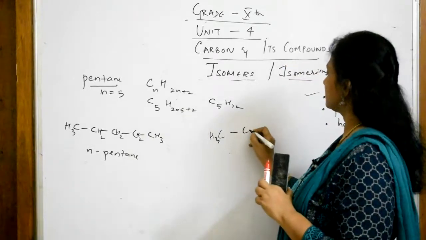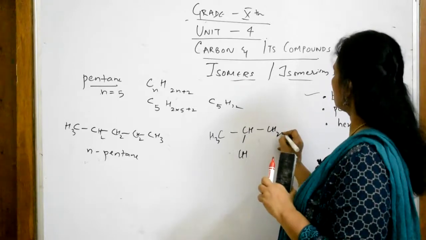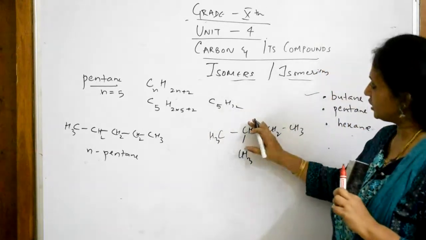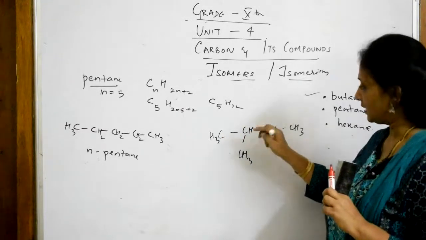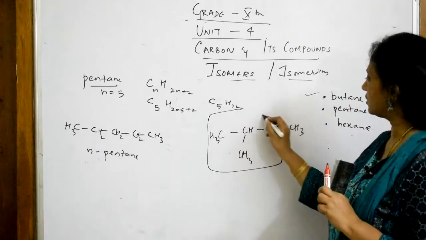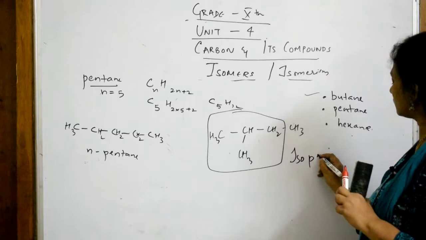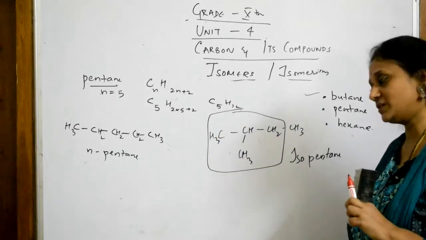Okay, right. CH, CH, CH2, CH3. Now 3, 4. When you find both the carbon atoms on either side like this, this part or the whole thing is called isopentane. What is this called? Iso group is this one. This is iso group. Done.